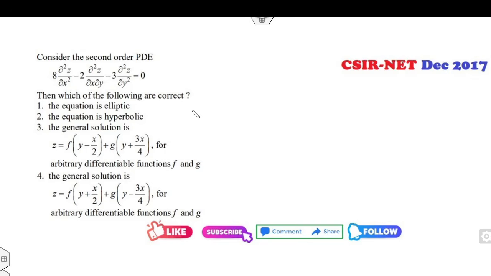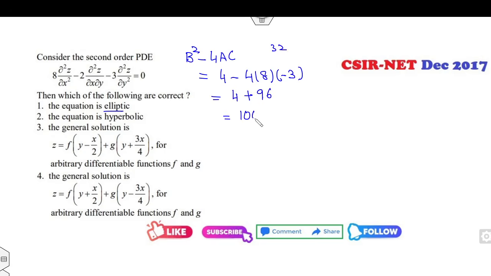Okay, look at another one. Which of the following equations? Firstly, elliptical or not? I can find the b square minus 4ac. What is the b square? 4 minus of 2 square, that's 4 a into c. So clearly it is positive. So it's 32 into 3 is 96. That is my 100, which is greater than 0. So it is not elliptical. It is hyperbolic.